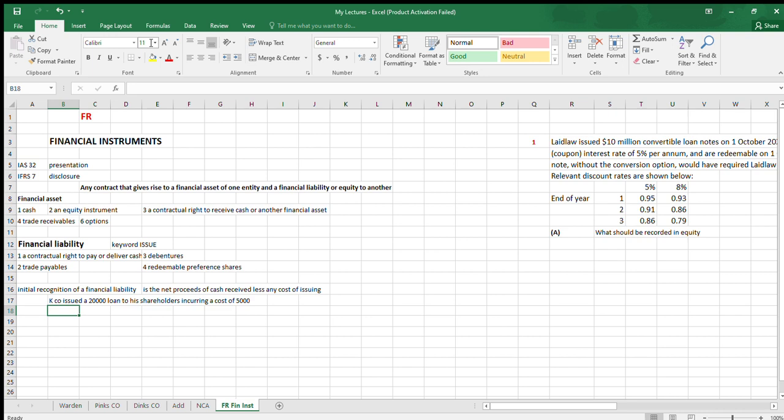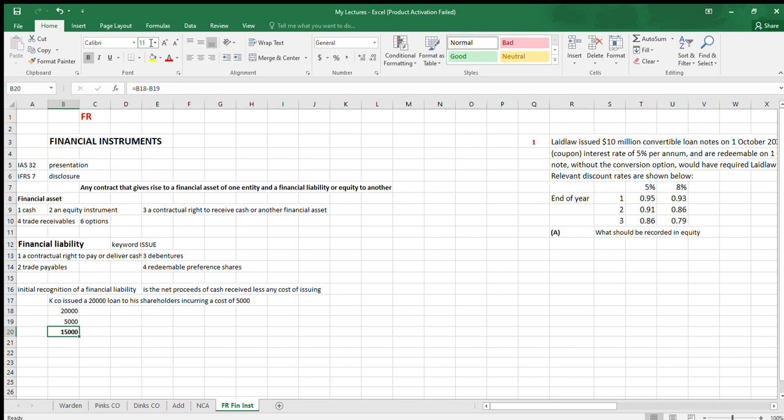So we issued 20,000 loan notes. Are you getting me? So now the 20,000 will come here, less any cost of issuing. Now the cost of issuing is 5,000, so this minus the 5,000. So you recognize the 15,000 as your financial liability.